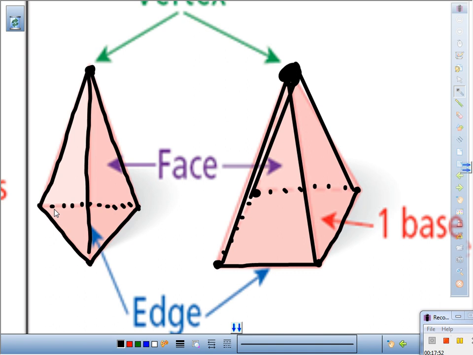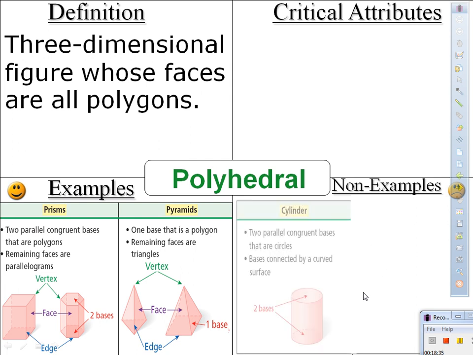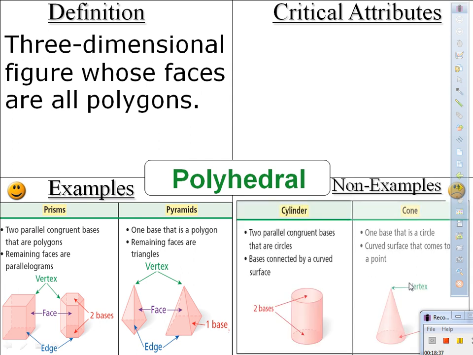A triangular pyramid, all right? Any questions with polyhedra? They are prisms and pyramids. Why? Because they are all 3-dimensional figures with sides that are faces. Now let me show you non-examples. Ready? Non-examples: cylinder and cone.